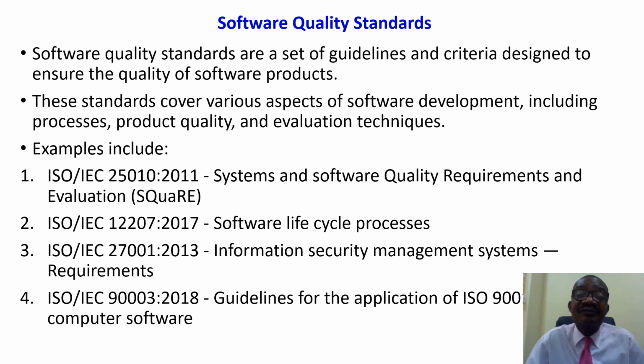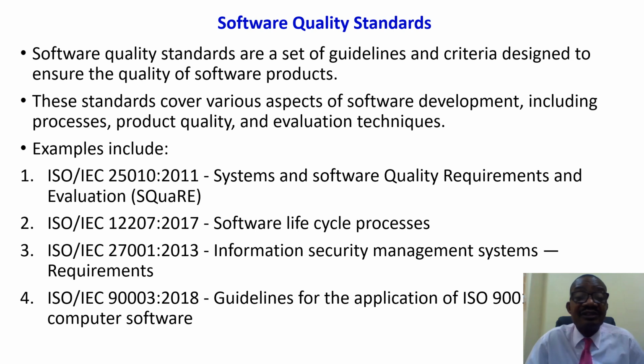Some common software quality standards: usually the software quality standards are a set of guidelines and criteria that are designed to ensure the quality of software products. These standards usually cover various aspects of software development, including processes, product quality, and evaluation techniques. Some of the common quality standards are your ISO 25010 that was released in 2011. It's the systems and software quality requirements and evaluation.